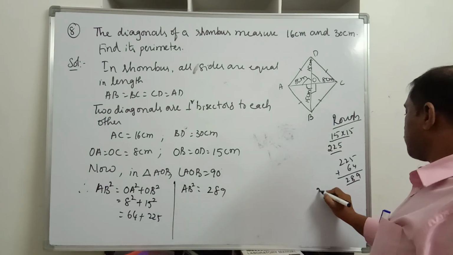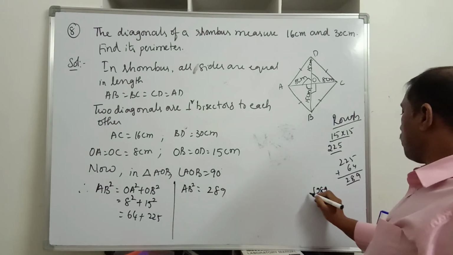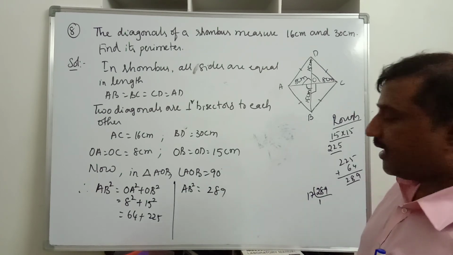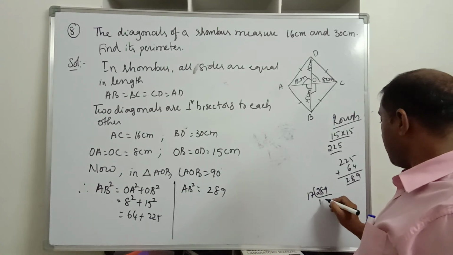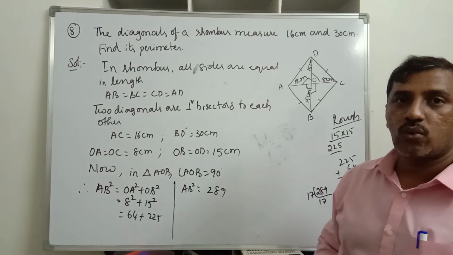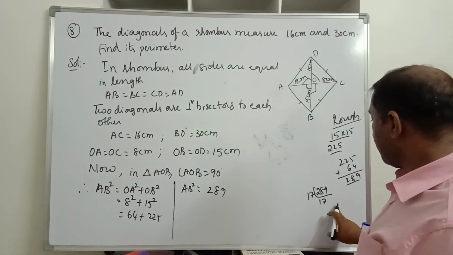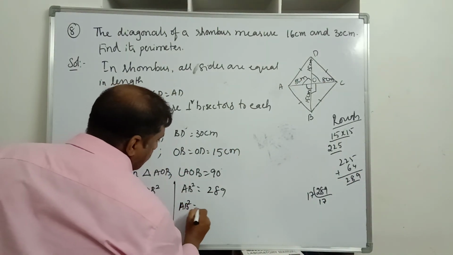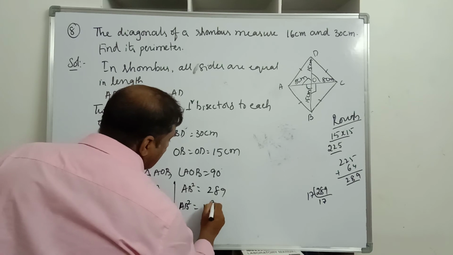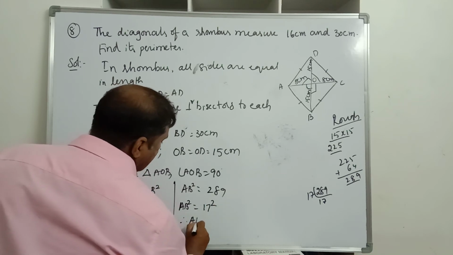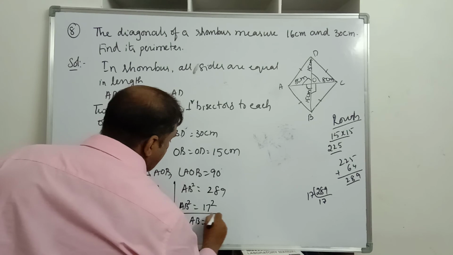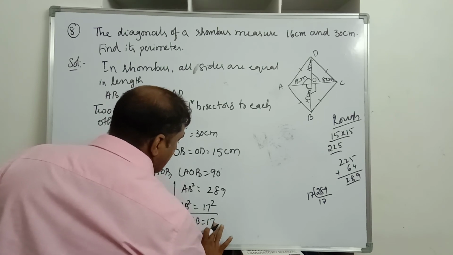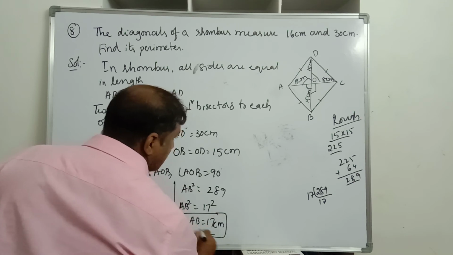Now 289, we will go with the 17 table. 17 ones are 17. 28 minus 17 is 11. 11 with 9 is 119. 17 sevens are 119, 17 seventeens are 289. Therefore, AB square is equal to 289 means 17 square. Therefore, AB is equal to 17 centimeters. AB is equal to how much? 17 centimeters.